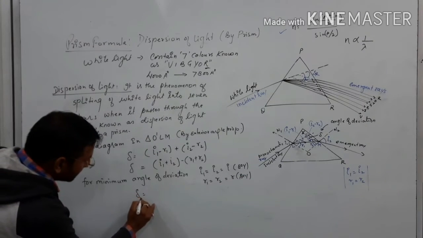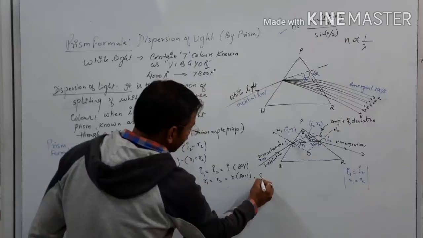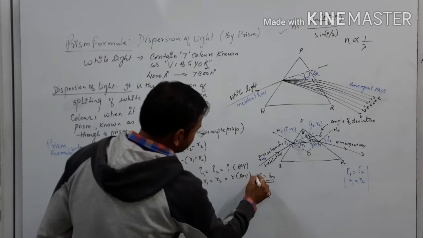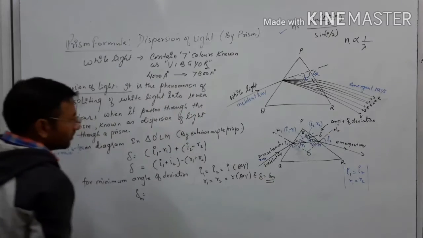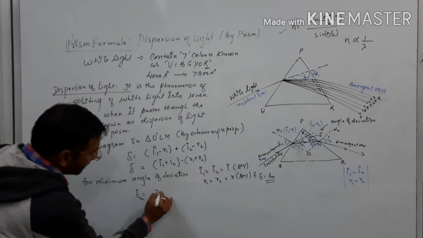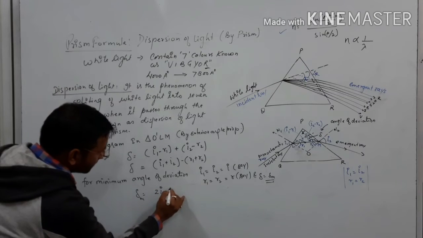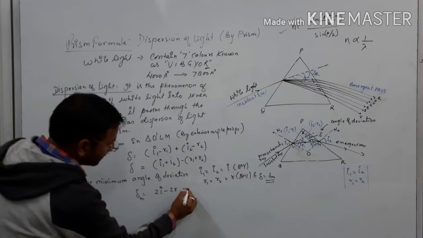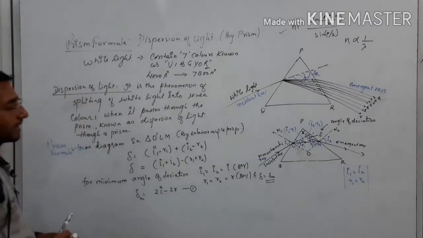So delta equals, and also delta goes to delta m. It is replaced by delta m, simply the minimum angle of deviation. So it will be 2I minus 2R. Point clear? Note down this equation.